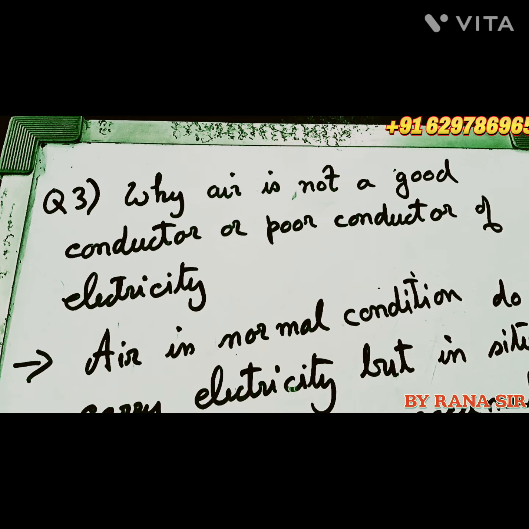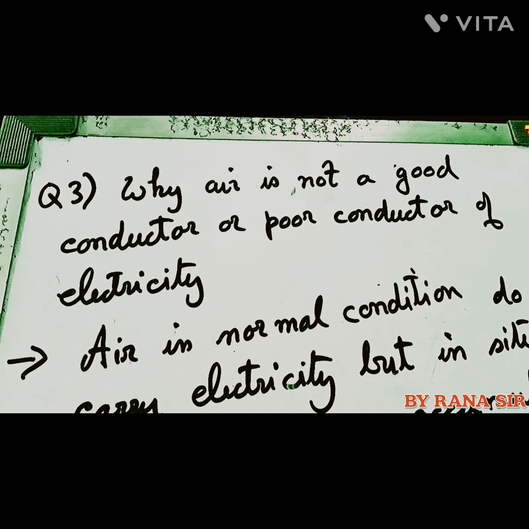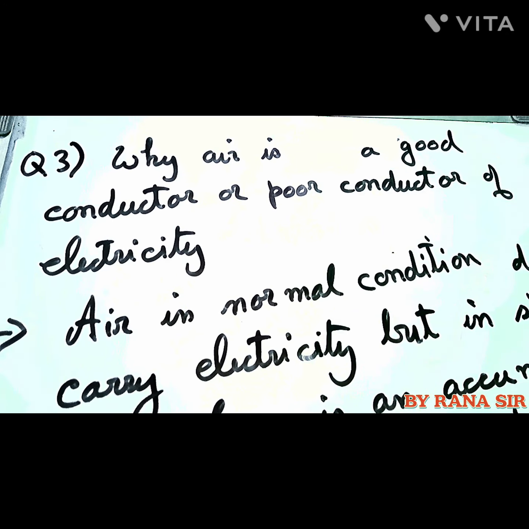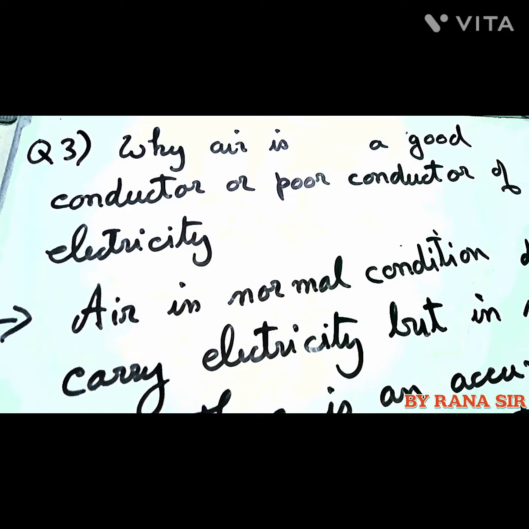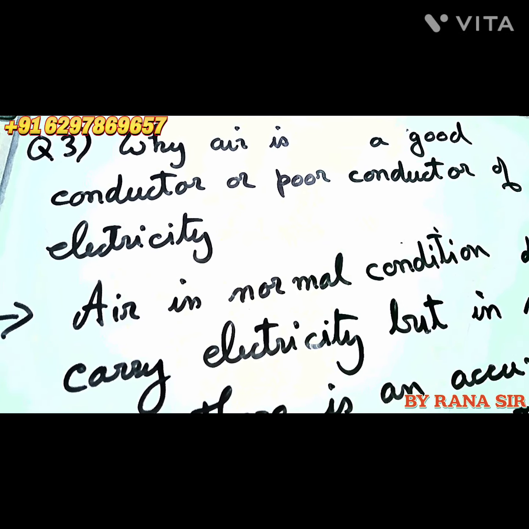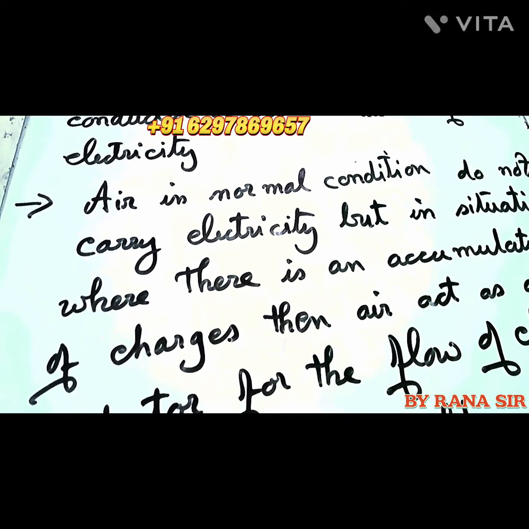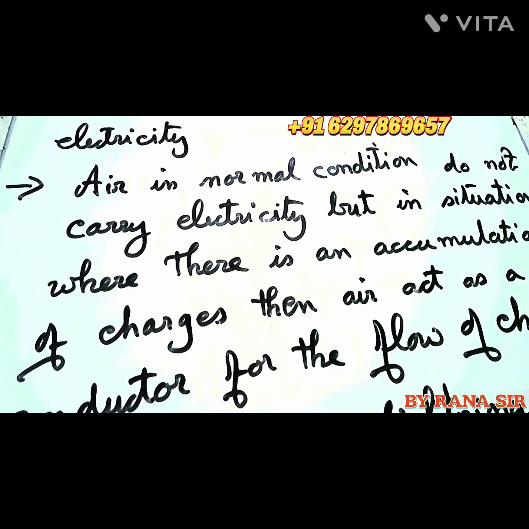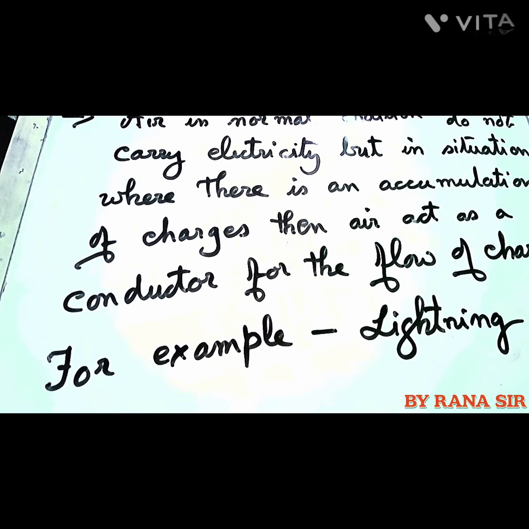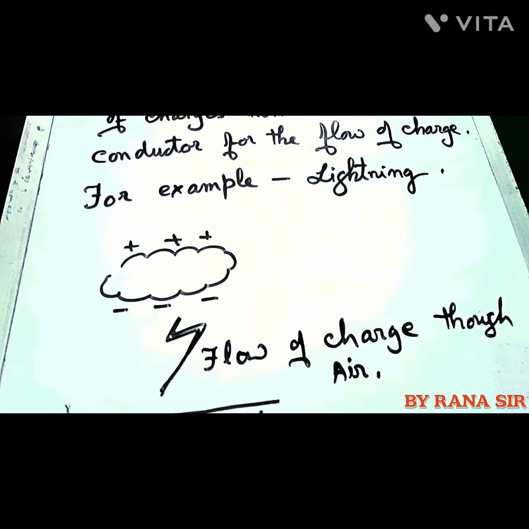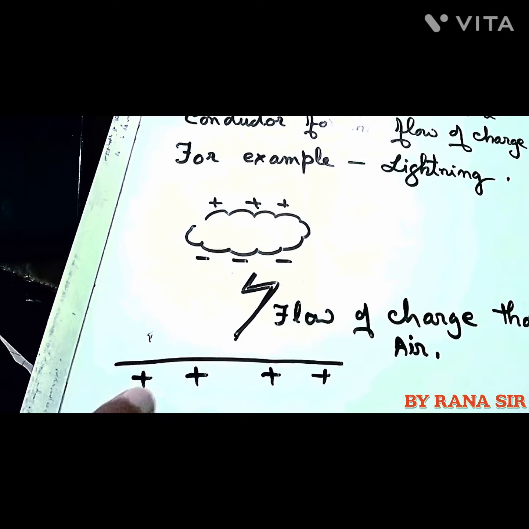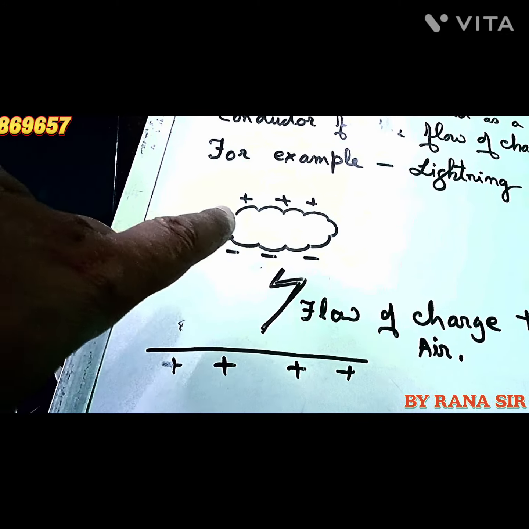Why is air not a good conductor? Sorry, a small rectification. Why is air a good conductor or a poor conductor of electricity? So air is a substance or a material which conducts electricity and also does not conduct electricity. Now it's a conductor and an insulator, both. Why is it so? Air in normal condition does not carry electricity. So it's a poor conductor.